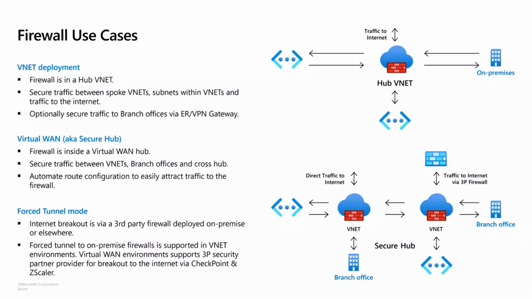If you look at on-premises, we had the access and distribution layer, and then starts the core where you have firewalls and load balancers. Similarly, the hub is that environment where you put the firewall in. You can control spoke-to-spoke traffic, and you can control north-south traffic.